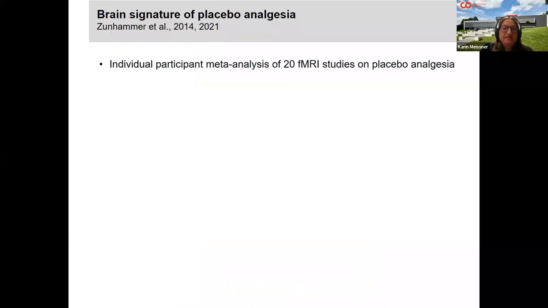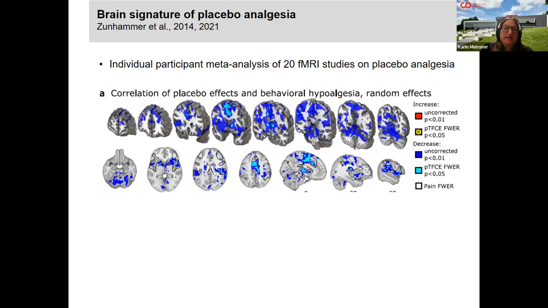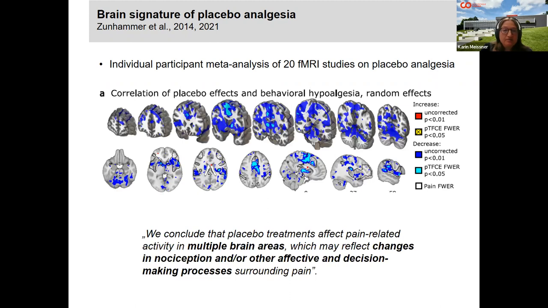And recently, there has been published by some colleagues a meta-analysis of 20 fMRI studies on placebo analgesia, and they looked at the average effects. And as you can see here, there were a lot of changes overall across the brain in the placebo group compared to the control group. And they did a lot of analysis, and their conclusion was: we conclude that placebo treatments affect pain-related activity in multiple brain areas, which may reflect changes in nociception and other affective and decision-making processes surrounding pain.